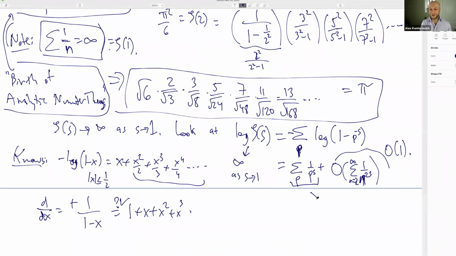So this goes to infinity, because the rest of it doesn't. The rest of it is bounded. If the sum of reciprocals of the primes converged, then this would be bounded, and this would be bounded, and the log would be bounded, which means zeta itself would be bounded as s goes to 1, which is not true. Does that make sense?